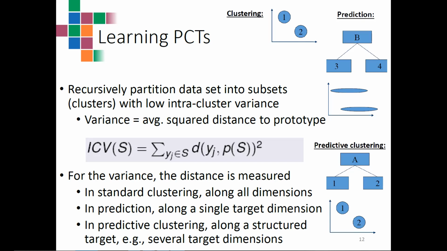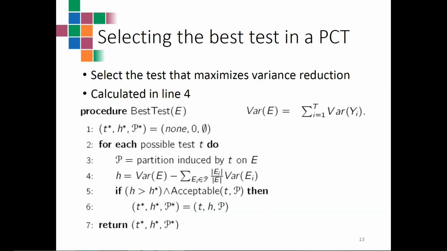And as I mentioned here, we have the freedom to choose the variables along which we study this variance. In standard clustering, this variance is assessed across all of the dimensions. In single target prediction, a single dimension. In multi-target prediction, across the target dimensions. And very easily you can imagine that if you have a number of continuous targets, you simply sum up their variances, and this is then your new variance function which you are trying to reduce.